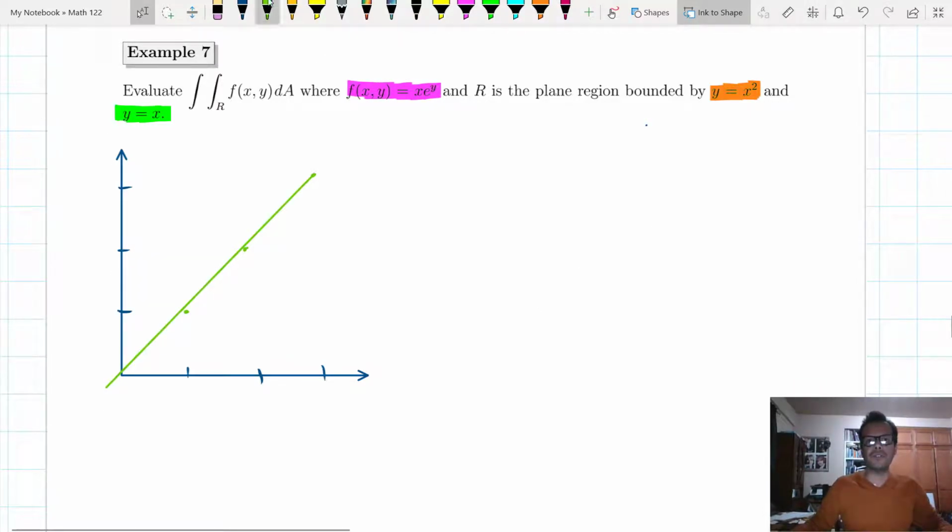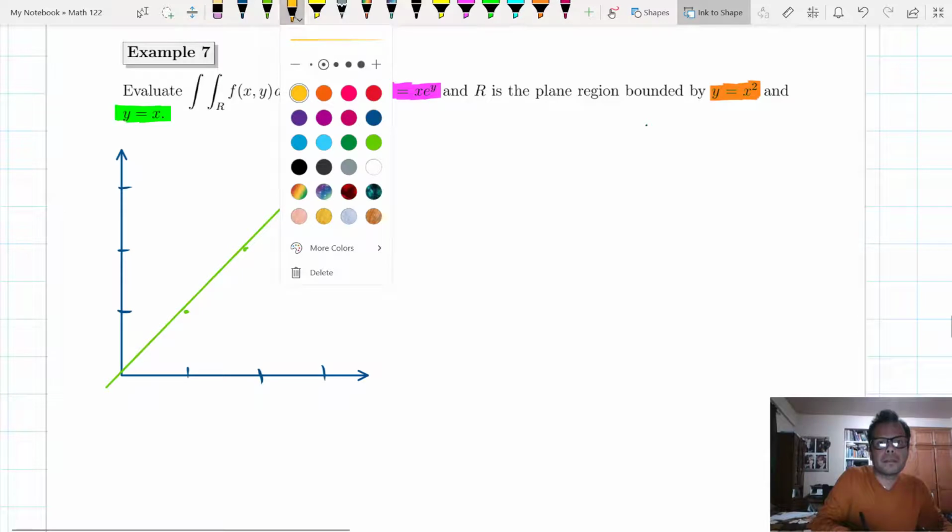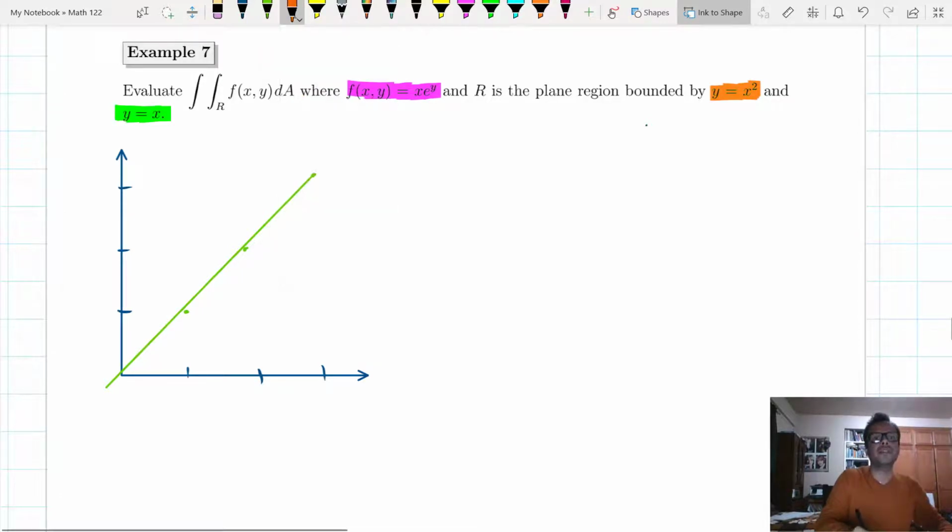Now I'm going to use orange to plot. Okay, let me see if there's a better orange color. Okay, it's right here. So when 0, 0, this is a parabola, right? 0, 0, 1, 1, and then 2, 4, right? So this is going to go like this. Okay, it's not easy to draw a parabola, right? Let's just keep it like this.